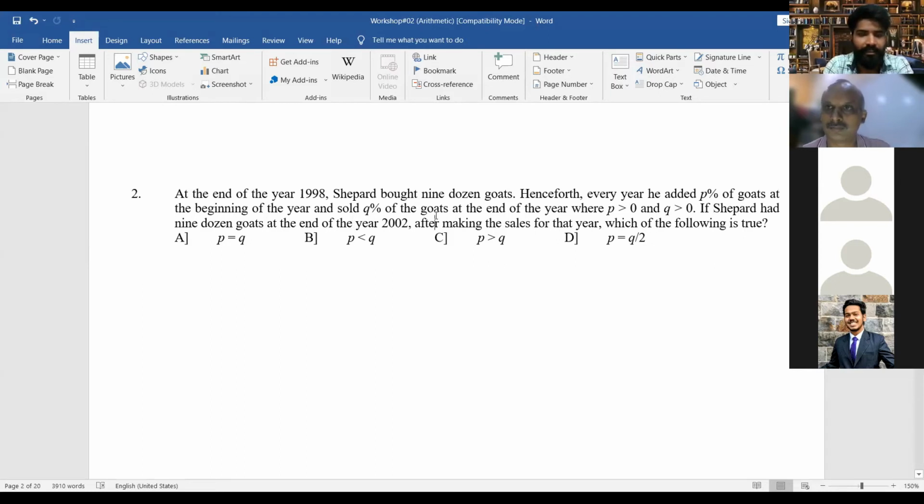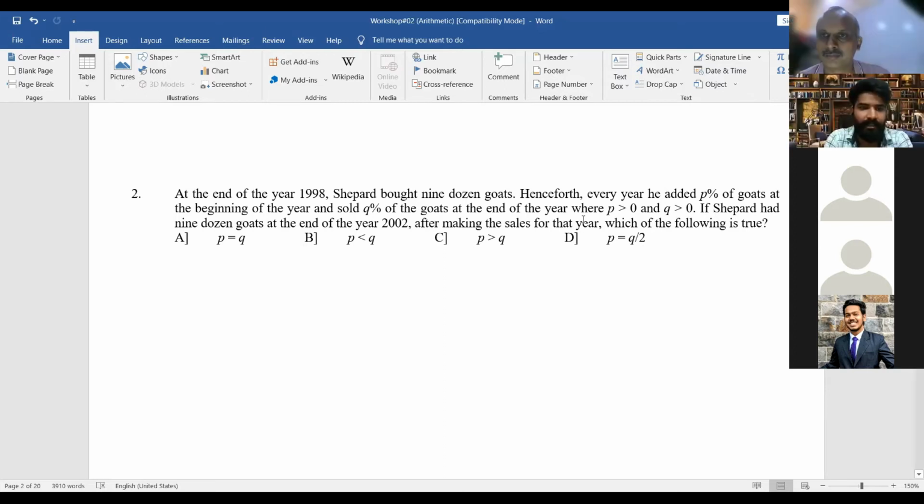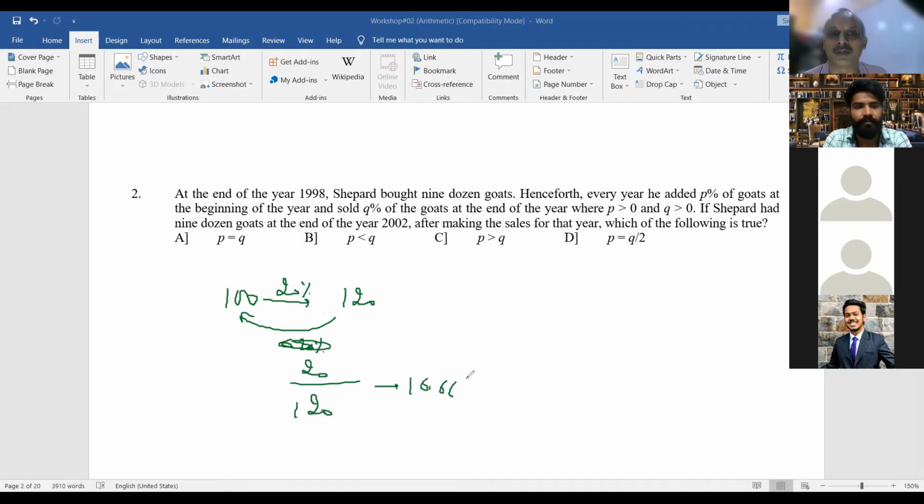Sir, if 100% is increased by something, then to decrease it back, the percentage will always be less, some fraction of it. You can take some sample example here if you so wish. Let us say the initial price was 100 rupees. It was increased by 20%, it becomes 120. To get back to 100, the percentage will be less than 20%. You have to decrease by 20 out of 120, which is 16.66%. So if P is 20%, then Q will be 16.66%. So definitely P will be more than Q.